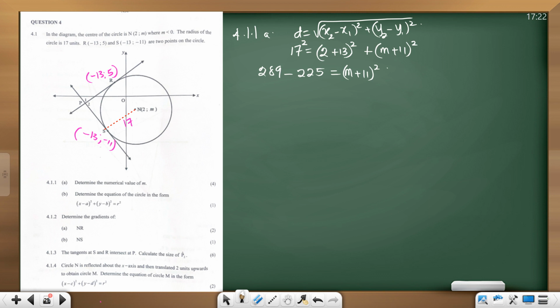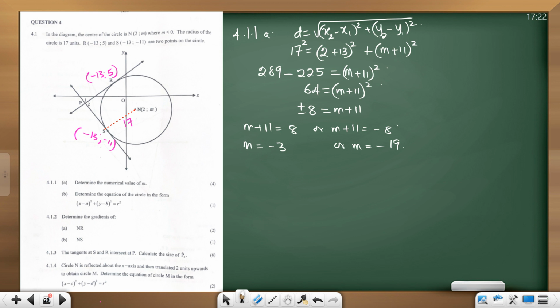What is 289 minus 25? 64. So 64 is m plus 11 squared. Can I find the square root of both sides? Plus or minus 8 will be equal to m plus 11. So m plus 11 equals 8, or m plus 11 equals -8. So m equals -3, or m equals what? Here I'm getting negative 19.